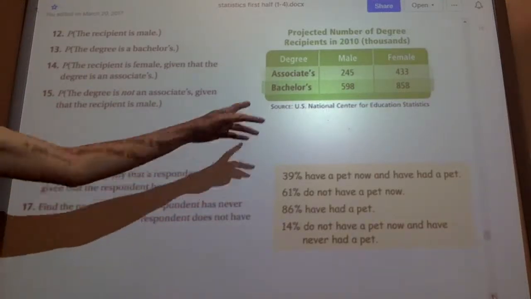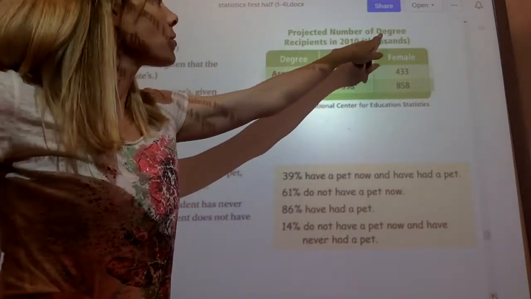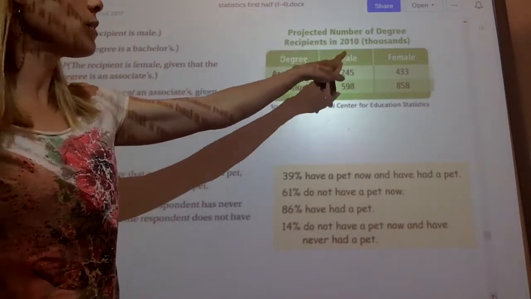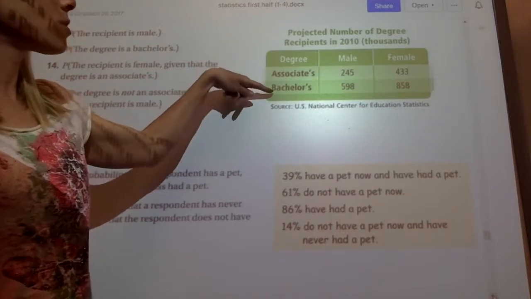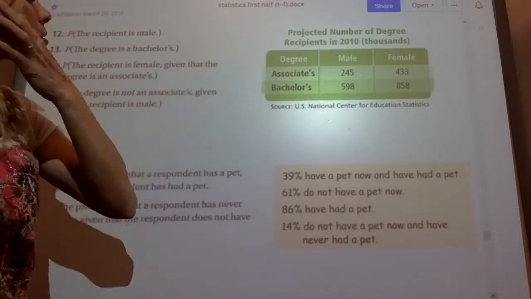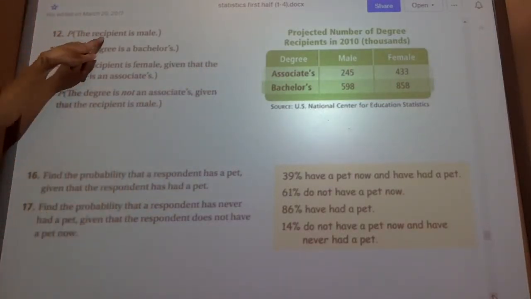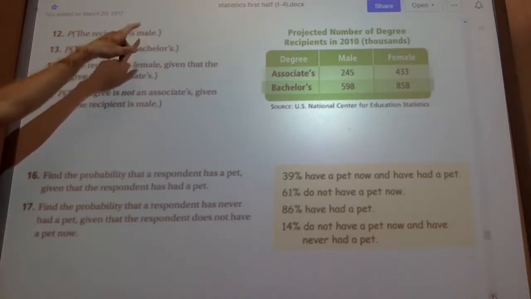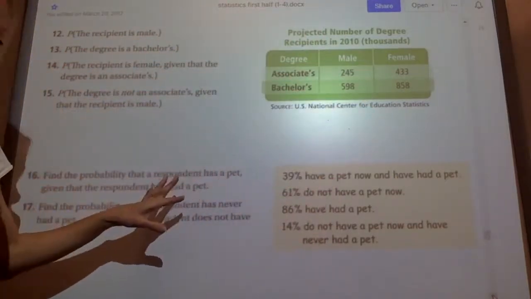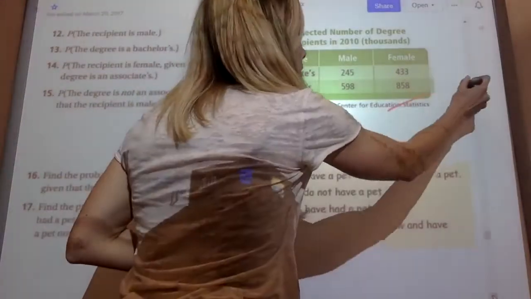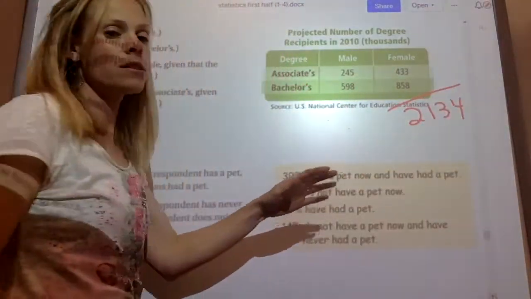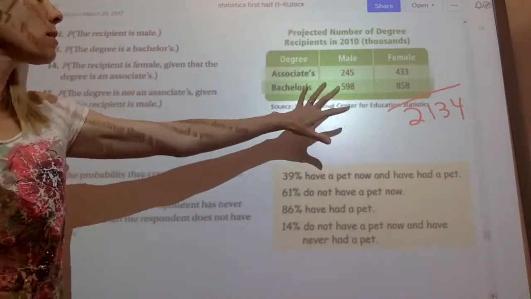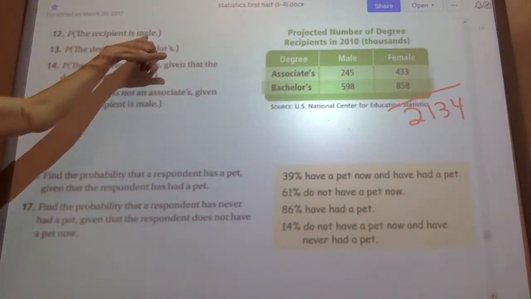Second example of a two-way table. This one I'm talking about number of degree recipients, and they're either male or female. And the other thing I'm looking at is associate's or bachelor's. So the first question asks, what's the probability the recipient is male? So out of all my recipients, which is what? A lot. 2,134. So out of 2,134 recipients, what's the probability that they're male?